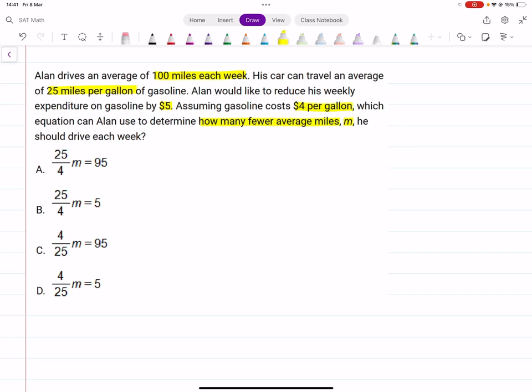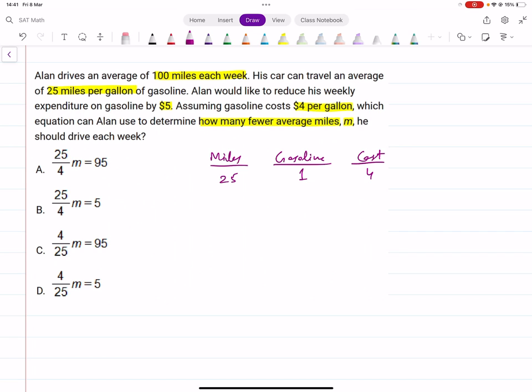Okay, so how do we think about this? Let me write down the information that's given. It says his car can travel an average of 25 miles per gallon. So we have distance in miles. We can write that here on the side. For 25 miles, he is basically consuming 1 gallon of gasoline. And then we are given that it costs $4 per gallon. So for 25 miles, the cost is going to be $4. Let me write that here on the side as well. The cost is $4. So this is the information that we have.